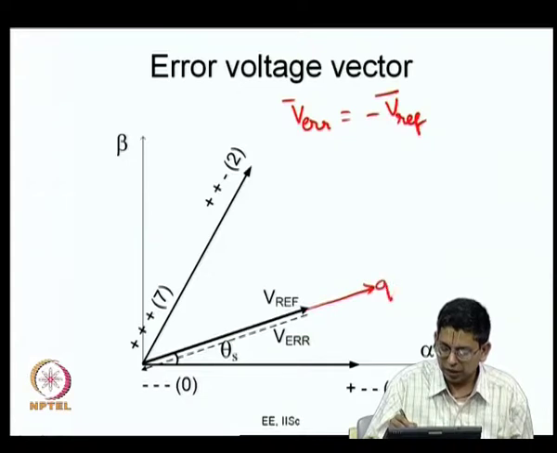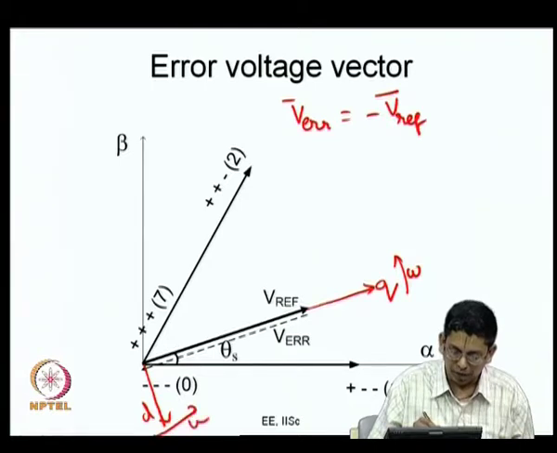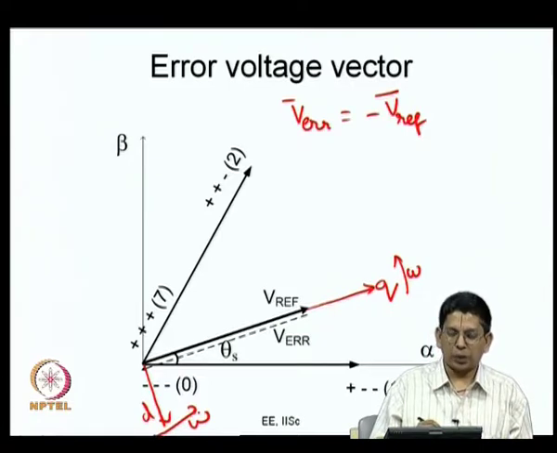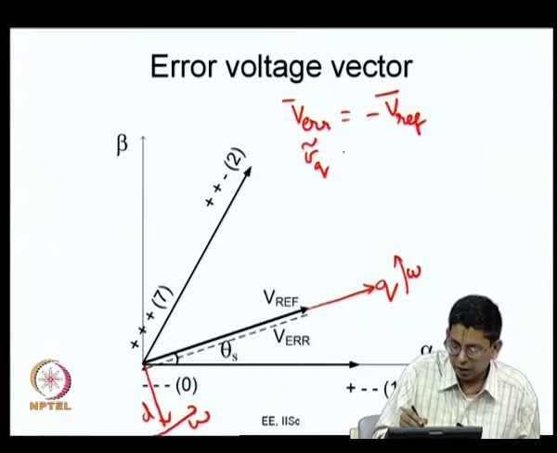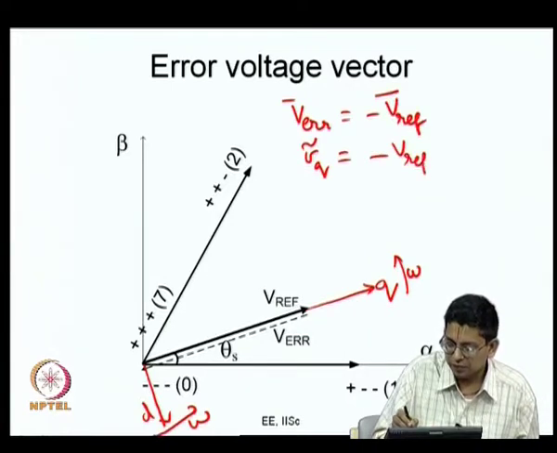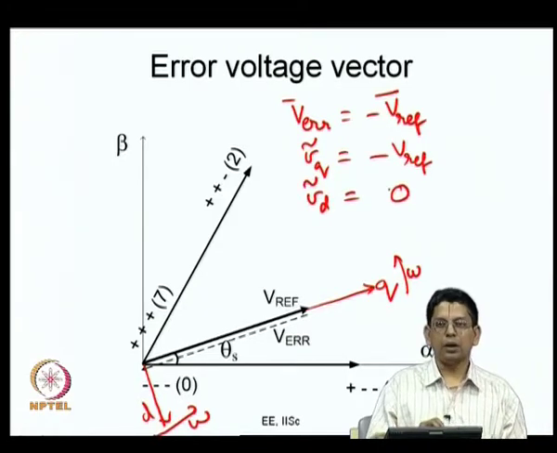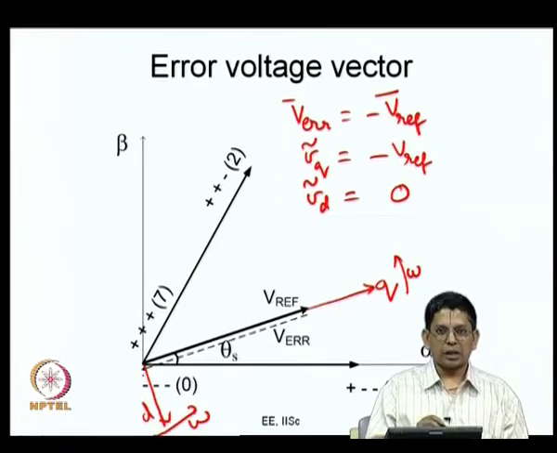What we can do is we can do the analysis in the d and q axis instead of the alpha beta axis. This is d and this is q, both are revolving at the fundamental frequency omega. Now, there is an error voltage vector. This error voltage vector can be resolved along the q and d axis. Obviously, you can see that the error voltage vector is entirely aligned along the q axis. So, you can say V q tilde is equal to minus Vref and V d tilde is equal to 0. These are the components of the error voltage vector when the 0 vector is the applied vector.